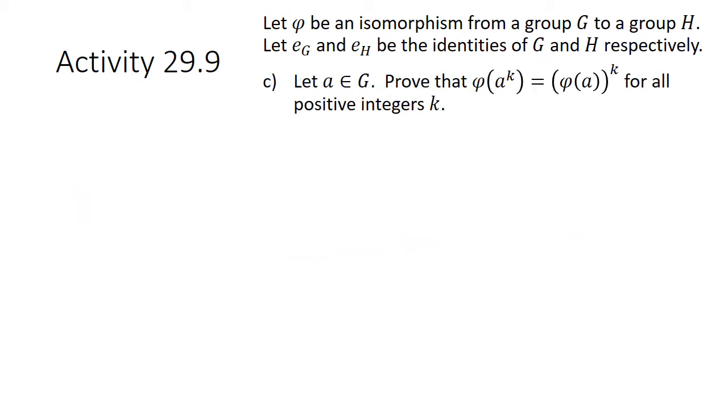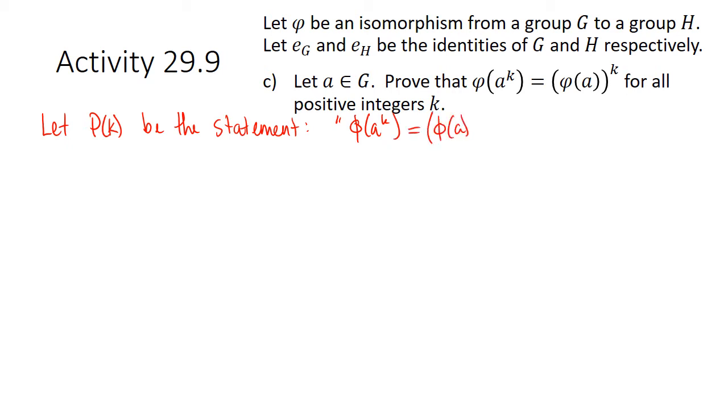All right, part C. Let A be an element of G. Prove that phi of A to the K equals phi of A, all raised to the K, for all positive integers K. Since we're doing this for all positive integers K, I think we should do it by induction. So let's give that a try. Let P of K be the statement, it's just going to be this equation: phi of A to the K equals phi of A all to the K.